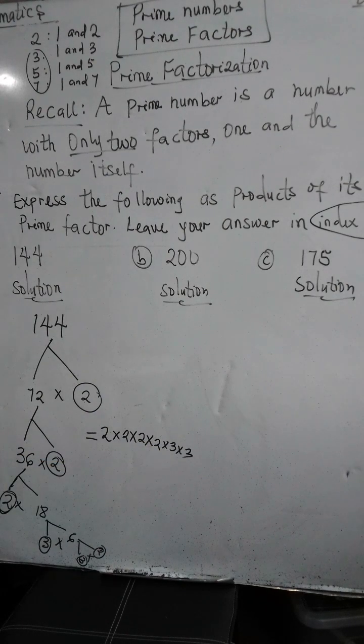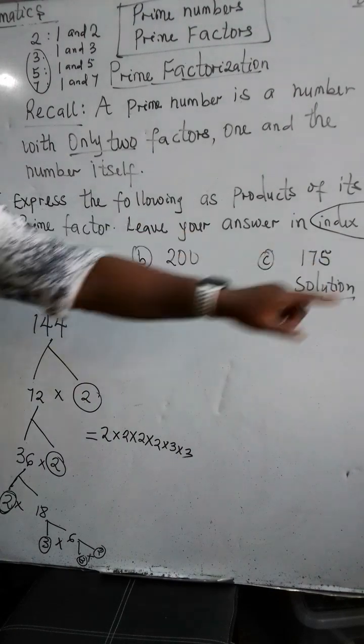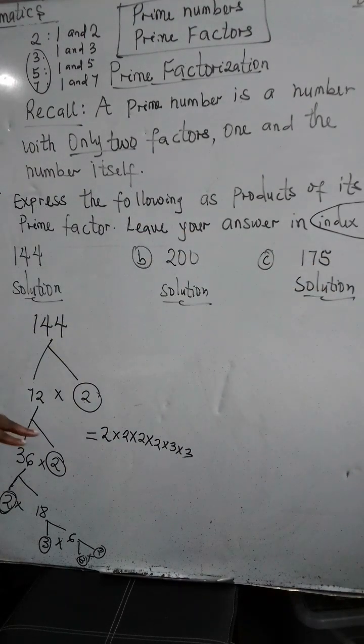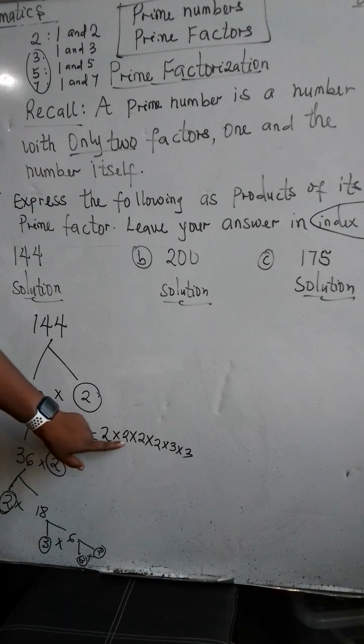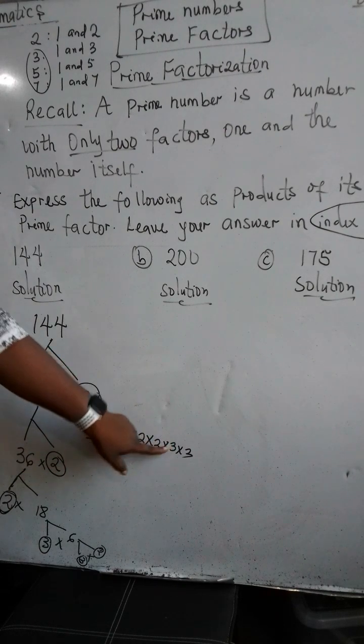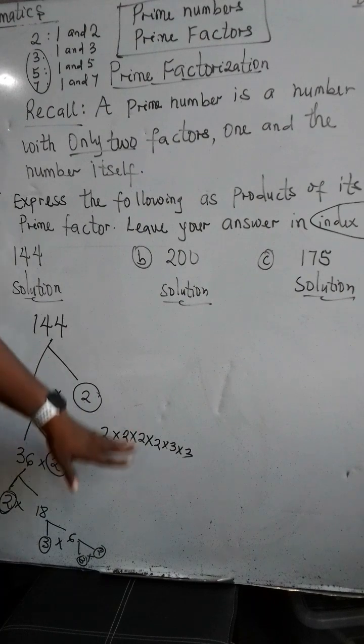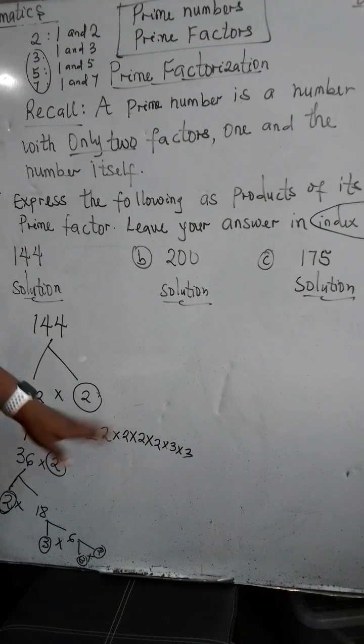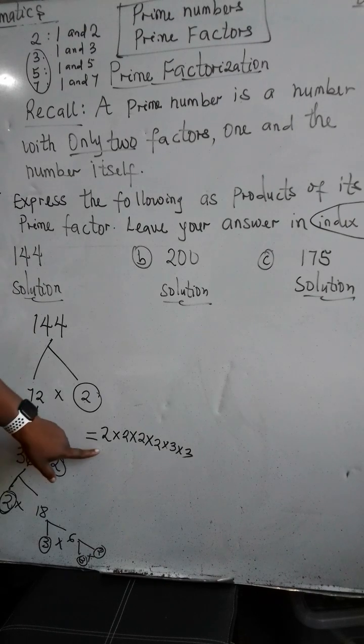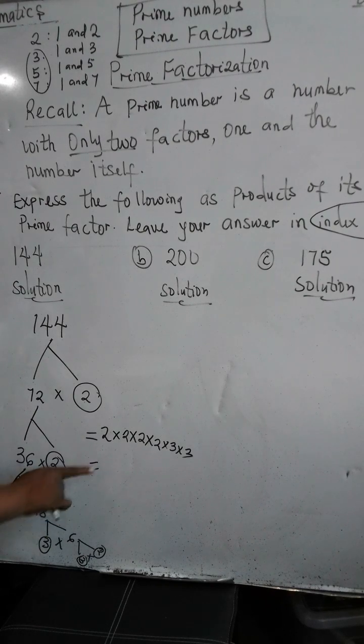Is that right? Alright, but the instruction says that we should leave our answer in index form. Please remember, 2 times 2 times 2 times 2 times 3 times 3 is this number in the ordinary form, and this is looking very cumbersome. But let's make life easier for ourselves. How many times are we seeing 2 here? 2 is appearing 4 times. So we have 2 to be our base now.